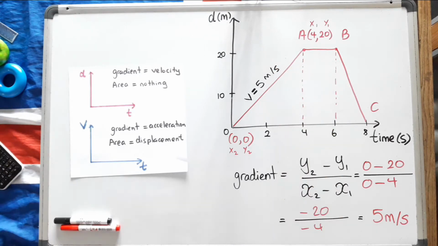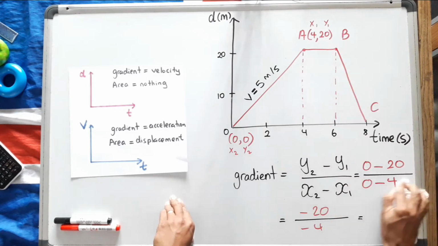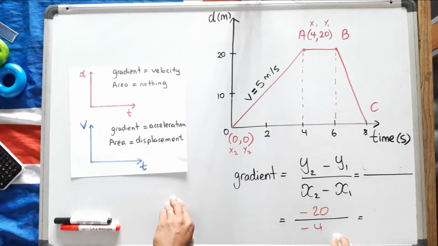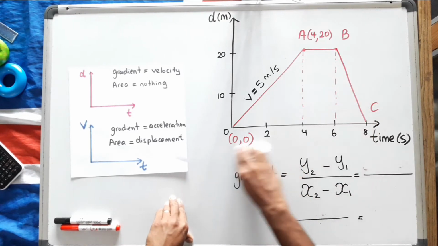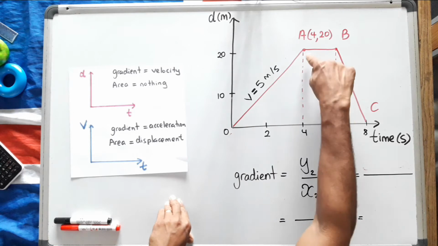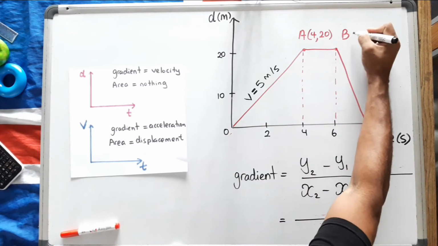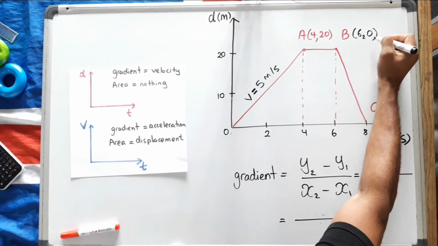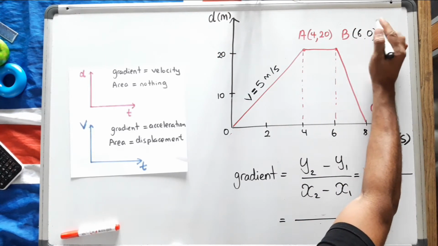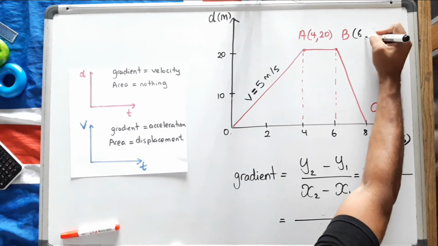So now, let's say he asks you to find the velocity between A and B. Well, all you need to do is find the gradient of that portion of the line. The line starts at A and finishes at B. So A is (4, 20) and B is (6, 20). I'll make these brackets a little bigger.